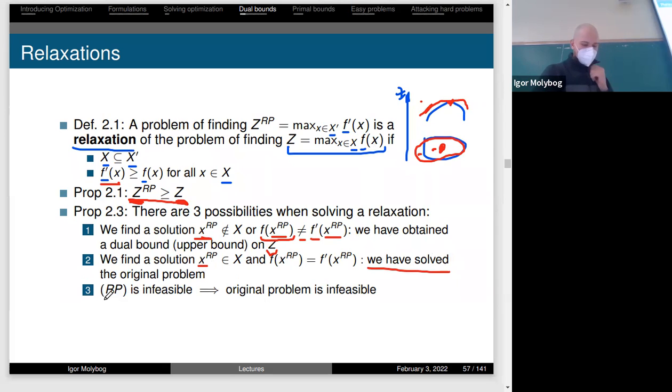The third case is that the relaxation isn't feasible, and then we know for sure that the original problem wasn't feasible. We also kind of solved it. So basically, we are getting lucky if we are in cases 2 and 3. However, the reality is that most of the time we're going to end up in the first option, and we'll have to continue to iterate to find new relaxations, new bounds. Any questions about what a relaxation is, how it works, why it is helpful to construct?